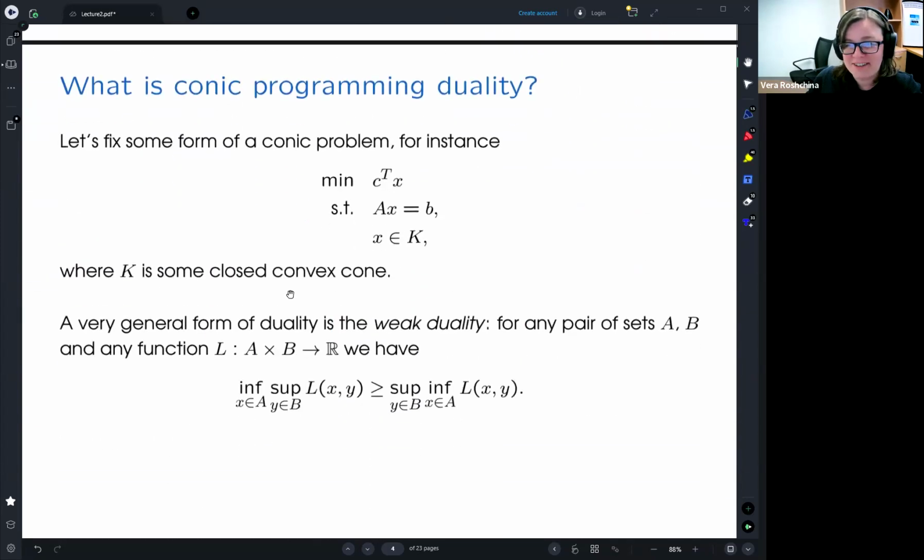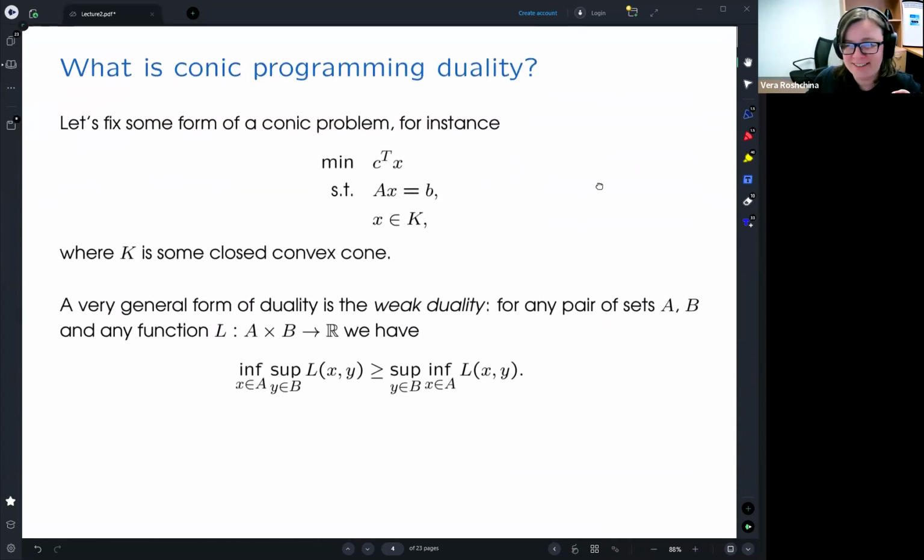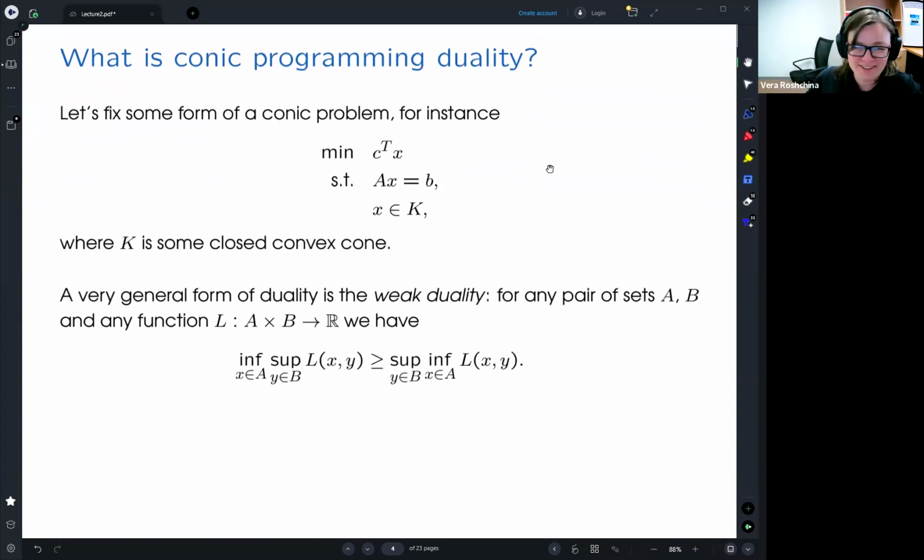All right, so let's look at duality. Again, this is just a very classic trick and the motivation. I'm not going to go in depth through this. So pick some form of a conic problem, for example something like this: minimize a linear function, c transpose x, subject to linear constraints, so just a linear system, and conic constraints. So I have my variable in a closed convex cone K. And let's write a dual problem, but only coming from the most basic version of duality.